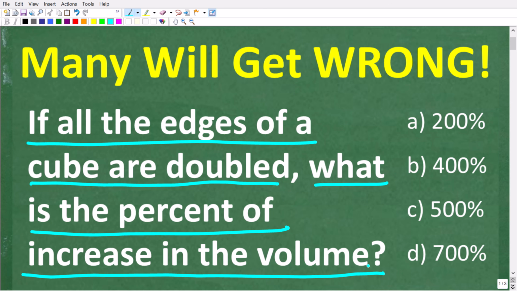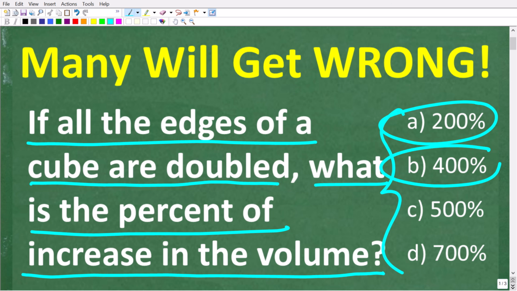All right, so that is the problem, but we do have a multiple choice question here, and let's take a look at our answers. A is 200%, B is 400%, C is 500%, and D is 700%. All right, so let's go ahead and get into this problem. I'm actually going to solve it in real time.